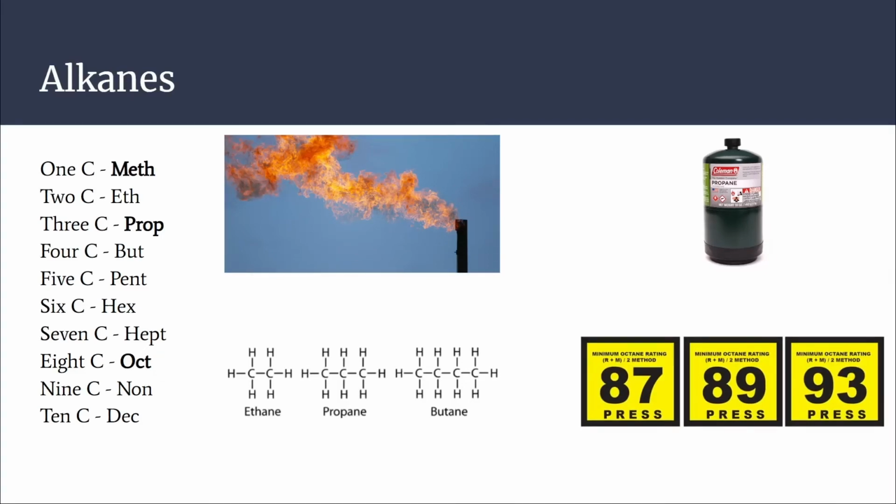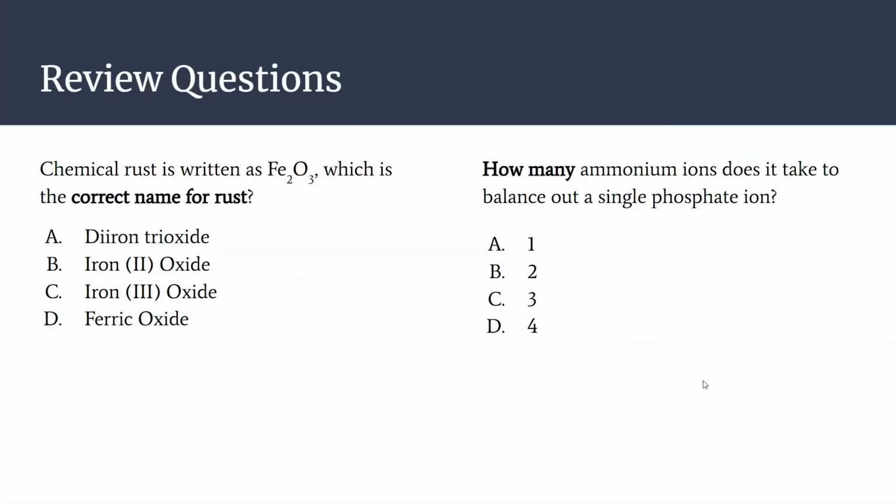Now, to put all of that learning to use, I've got some practice questions set up. Number 1, chemical rust is written as Fe2O3. Which is the correct name for rust? Pause if you want to solve these before I give away the answer.